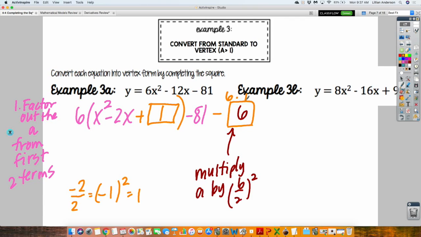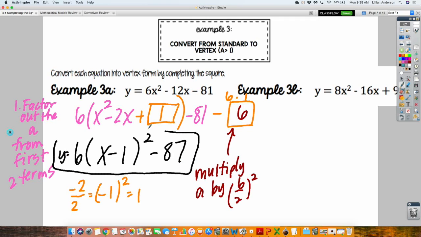So that's it? Then we write it in vertex form. Yeah. So I just bring the 6 down. What is this inside factor going to be? X minus 1, squared. Then you have negative 87. And there it is in vertex form. I did not lose my a, and now I have my vertex.